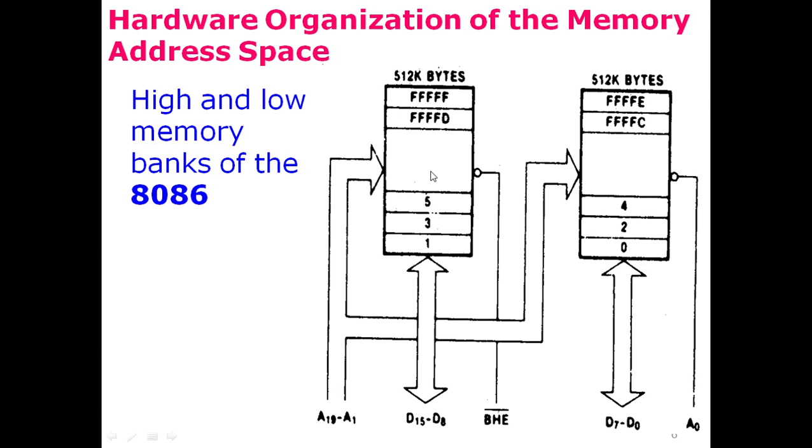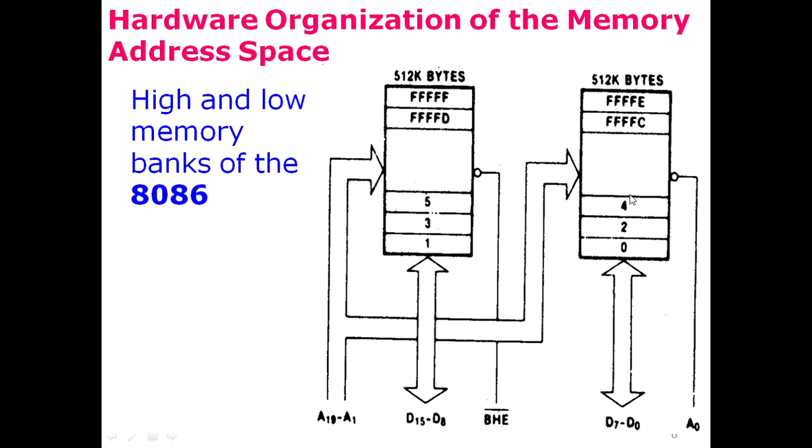So this bank has 512 kilobytes capacity, and this bank also has 512 kilobytes capacity. The total locations inside this bank are 512 kilo, while the total number of locations in the other bank are also 512 kilo. As these 19 bits are connected to both of these banks, they are sufficient to uniquely address all of the 512 kilo locations in both banks. And every location in each bank is 8-bit wide.